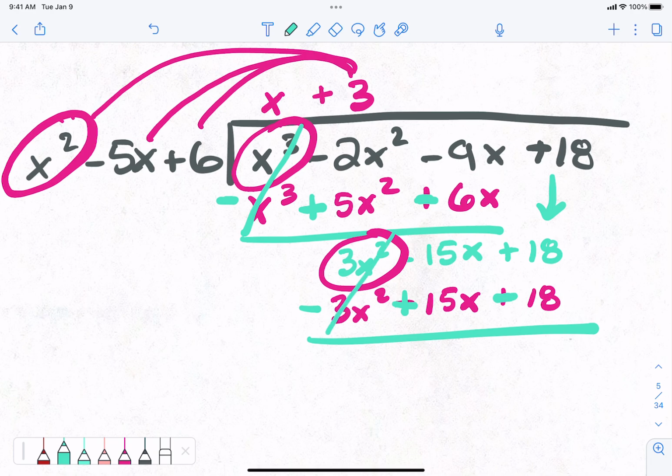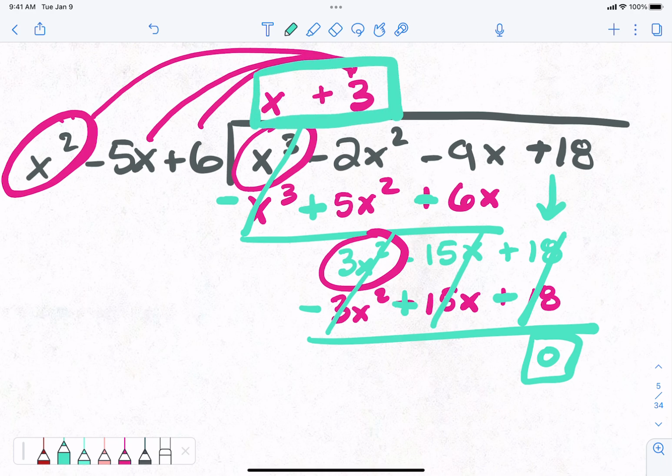3x squared minus 3x squared, gone. Negative 15x plus 15x, gone. 18 minus 18, gone. What does that mean? That means my remainder is 0, so the answer is x plus 3. That's all. We haven't had a remainder yet. I bet you the last one does.